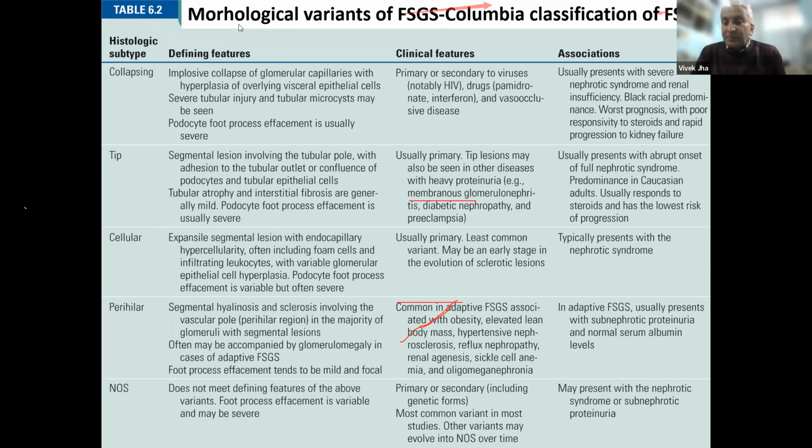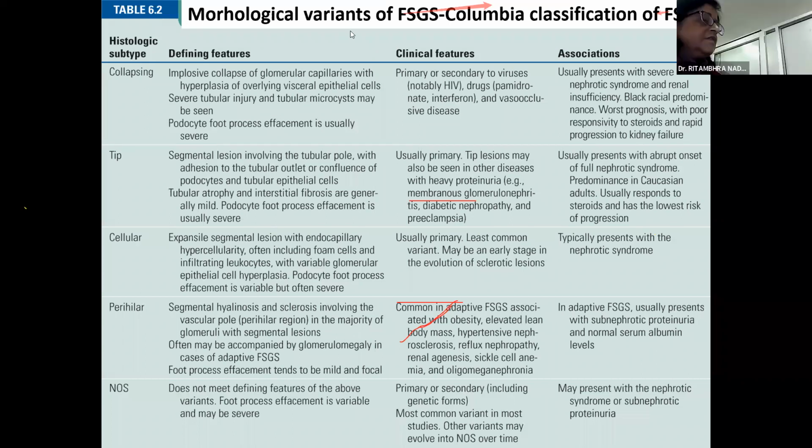So, Professor Nada, just a couple of clarifications. You said that minimal change and FSGS biopsies are typically immunofluorescence negative. But in FSGS, can we see sometimes some non-specific immune deposits? Do they kind of rule out the diagnosis of FSGS if they are present?